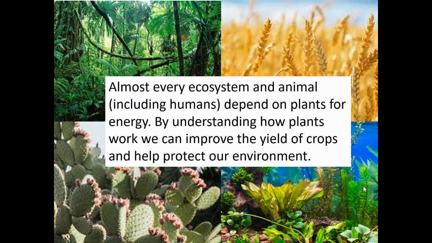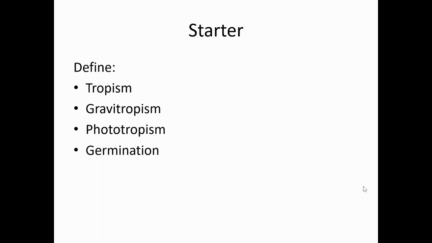Okay, why are we learning about plants in the first place? Well, almost every ecosystem and animal, including humans, depends on plants for energy. By understanding how plants work, we can improve the yield of crops and help protect our environment. Brilliant. Plants are very important.